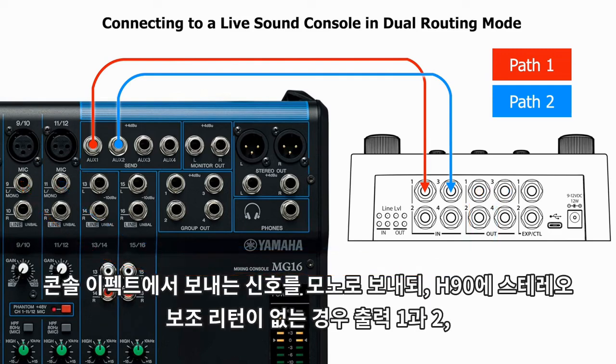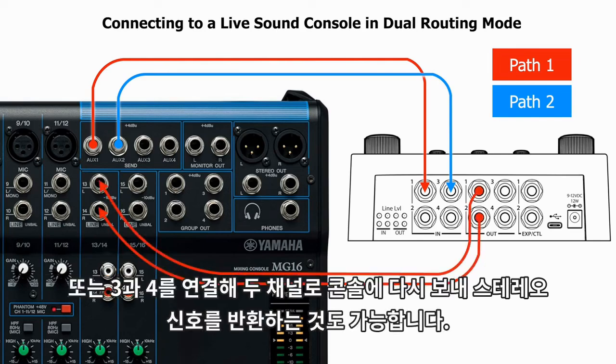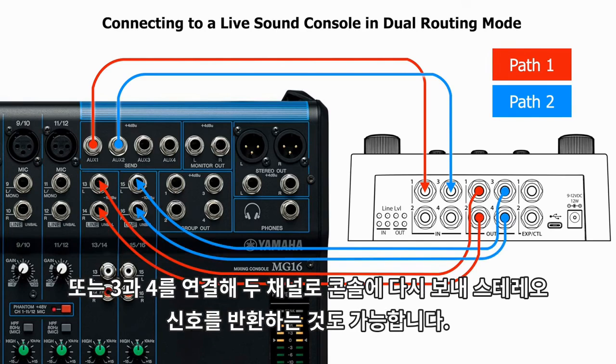It's also possible to send a signal from a console effect send in mono, but return a stereo signal from the H90 by simply connecting outputs 1 and 2 and/or 3 and 4 and directing it back to the console on two channels, if it doesn't have a stereo aux return.